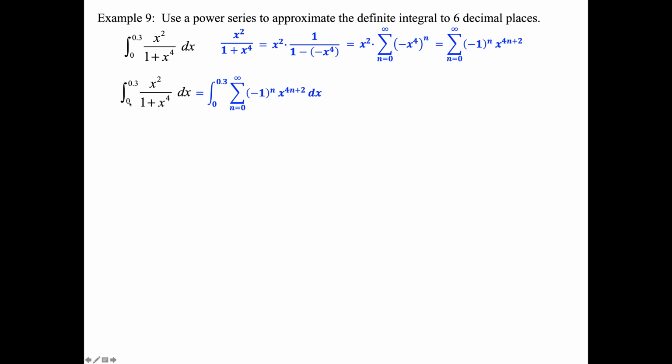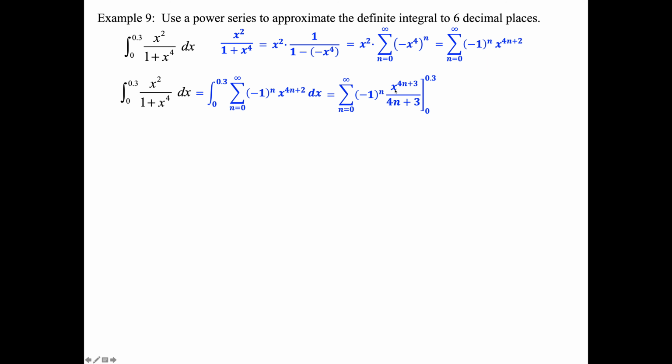So now we're going to integrate it from 0 to 0.3. So again, we integrate our summation. That means we'll integrate the inside. So the summation of negative 1 to the n power, this becomes x to the 4n plus 3. We add 1, and then divide by 4n plus 3, and then we're going to evaluate it from 0 up to 0.3. Well, if we put 0 in for x, this is all going to cancel out, so we're just going to minus a 0.